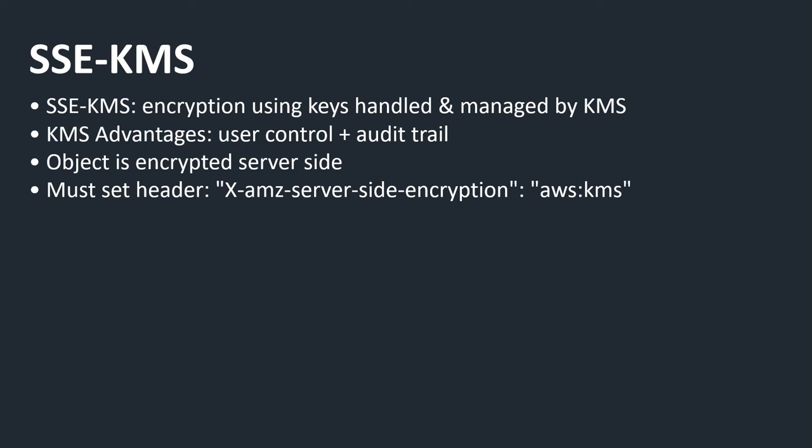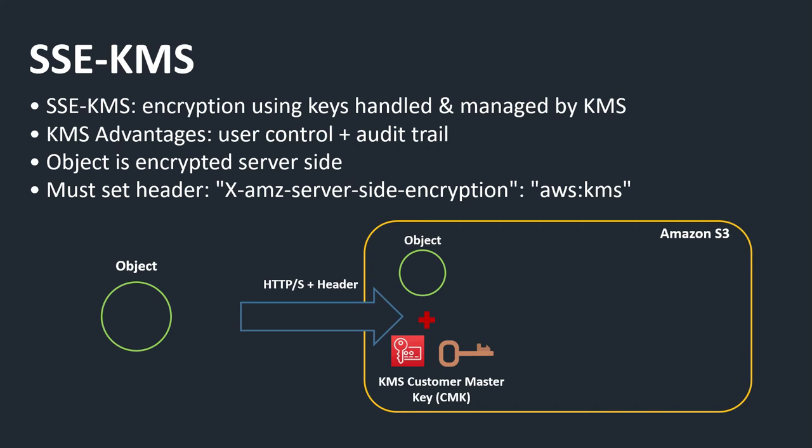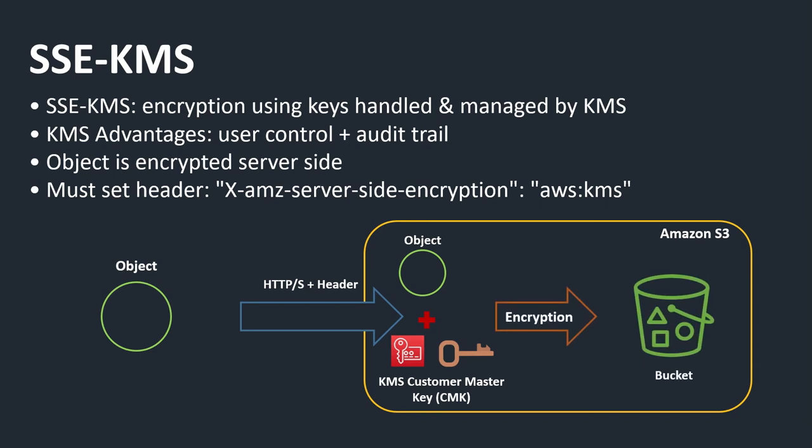So the idea is exactly the same, because it is server-side encryption. We have the object, we upload it using HTTP and the header, and then using this header, Amazon S3 knows to apply the KMS customer master key you have defined on top of it. And using this customer master key, so the key you defined, and your object, some encryption will happen and the file will be stored in your S3 bucket under the SSE-KMS encryption key.